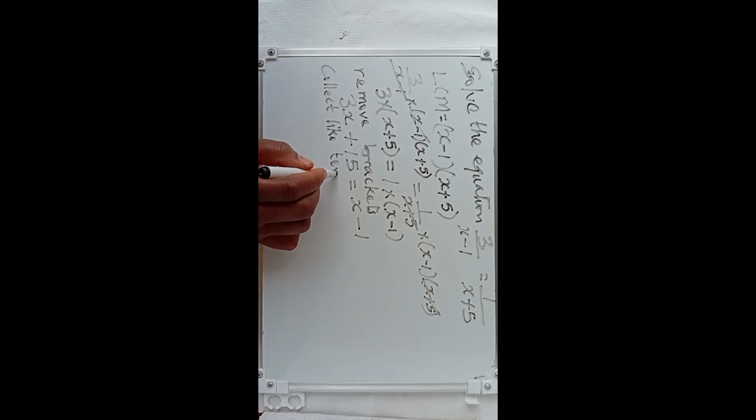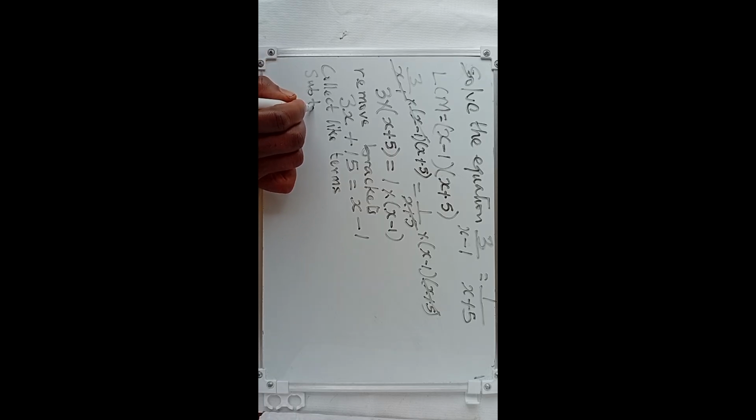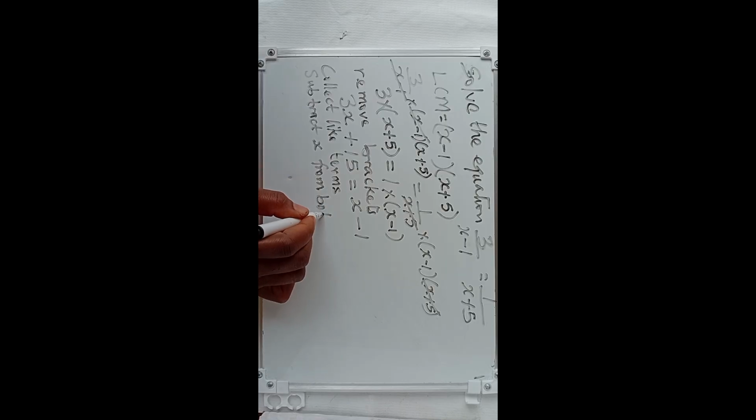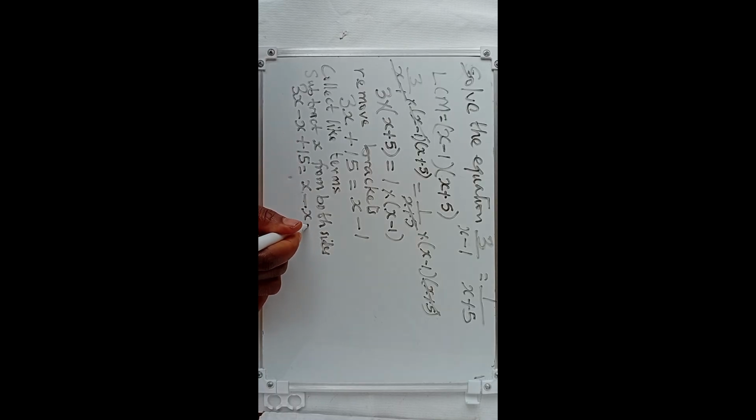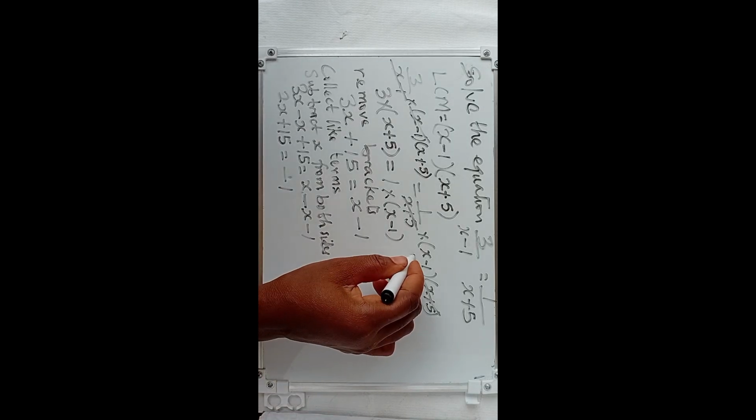Move x to the left hand side. How do we go about that? We subtract x from both sides. This will give us 3x minus x plus 15 equals x minus x minus 1. 3x minus 1x is 2x plus 15. X minus x is 0. We are left with minus 1 here.